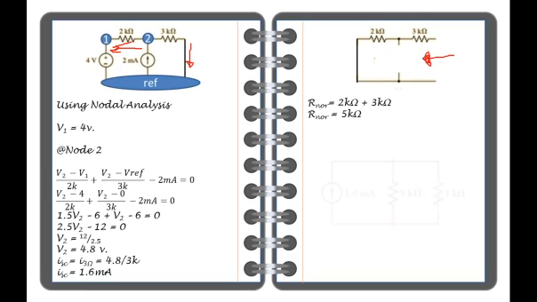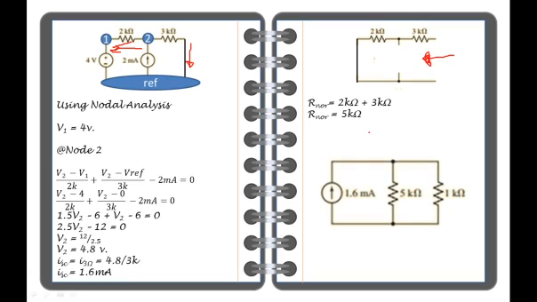Now, combining the two, we have the Norton's equivalent circuit. We have the 1.6 milliamp as the value for the current source and 5 kilo ohm as the value of the Norton's resistance, connected with a 1 kilo ohm, which is our load. So there you have it. We have simplified the complex circuit from a combination of series and parallel resistors into just 3 components using Norton's theorem.